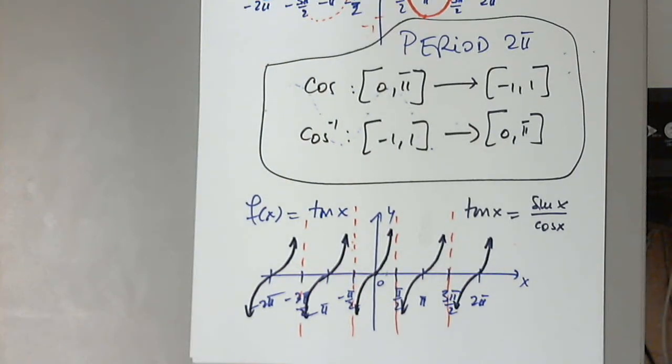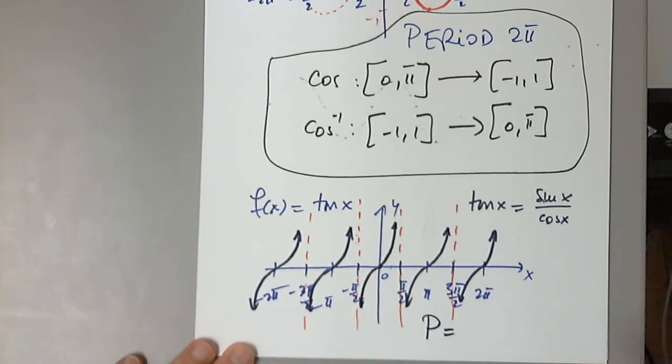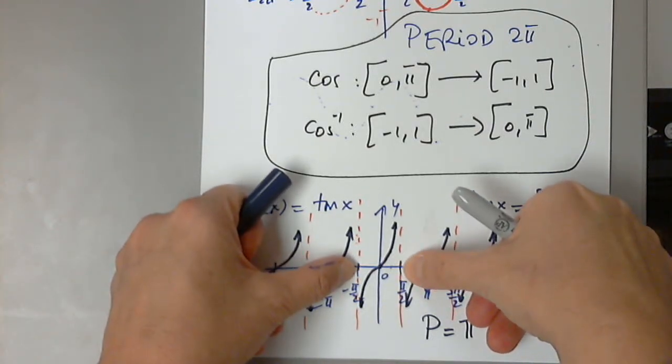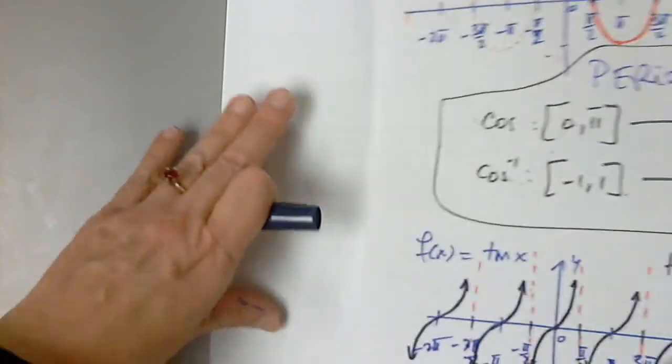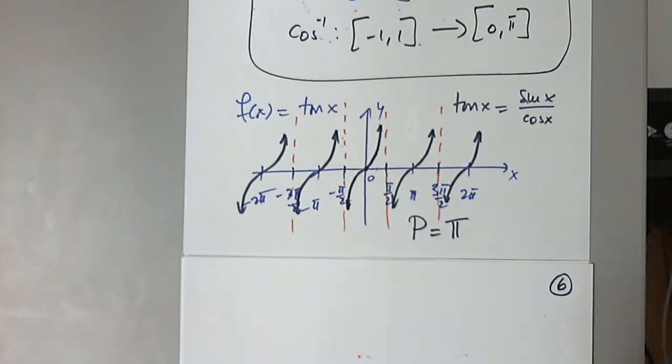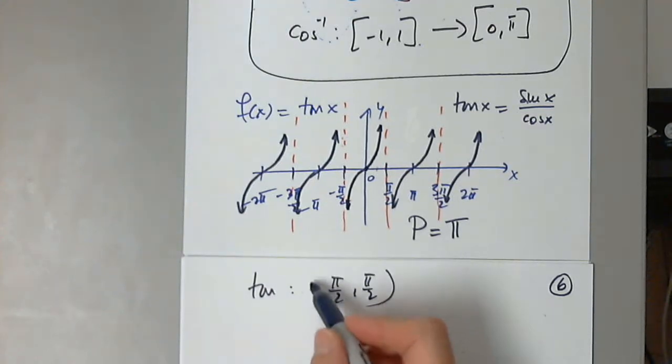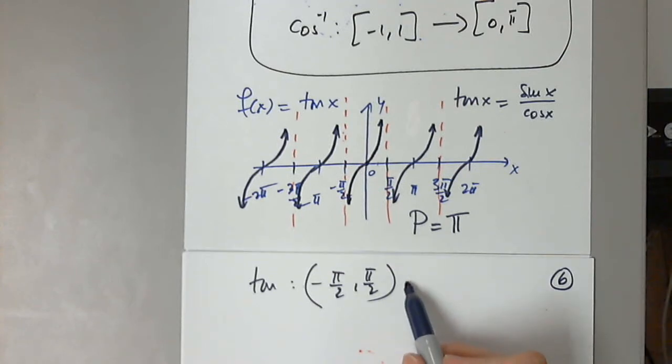Is this function 1 to 1? Of course not. We have to truncate the domain, and we will truncate the domain between negative pi over 2 and pi over 2 without negative pi over 2 and pi over 2. And what is the period of this function? Between negative pi over 2 and pi over 2, which is pi. Okay, so let's look at tangent then is defined between negative pi over 2 and pi over 2 without negative pi over 2 and pi over 2.